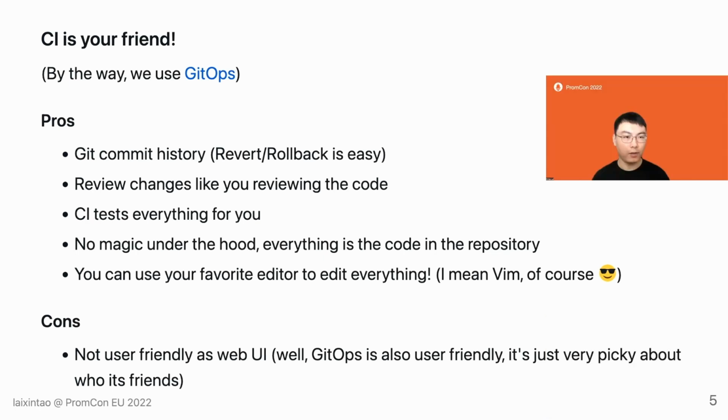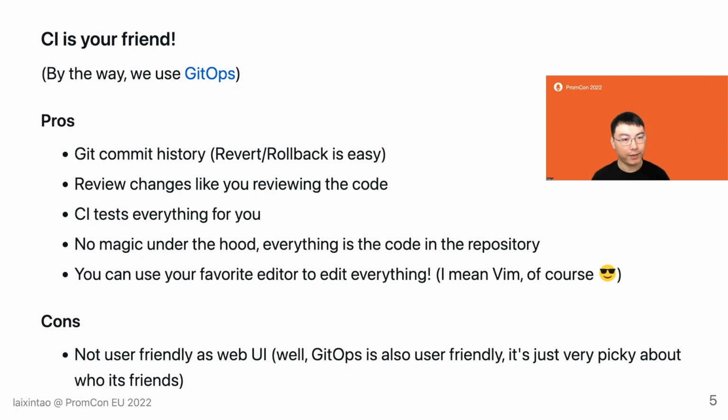Before we dive into CI, I need to explain that we use GitOps to manage all of our alert rules. GitOps means that we put everything about monitoring and observability into a Git repository. For example, the targets and service discovery for Prometheus, the alert rules, and the alert routing in Alertmanager. The good thing about GitOps is that everything is in Git. You can check the changes in the Git commit history, you can use the Git clean command, and revert and rollback are very easy. And you can review the changes like you're reviewing code. Everybody is very familiar with the pull request UI and the merge request UI.